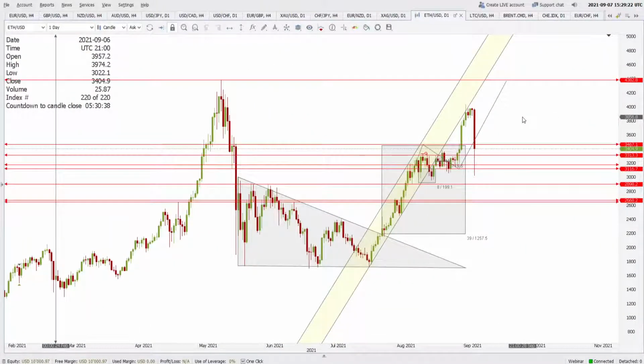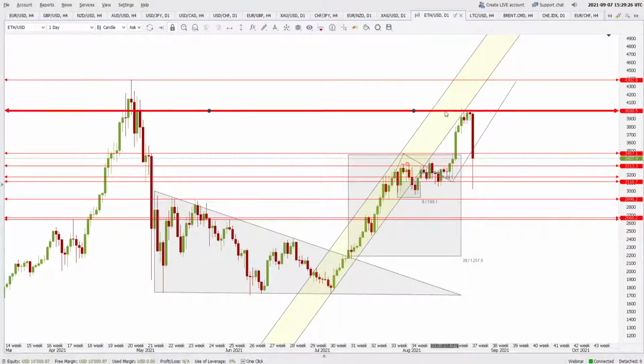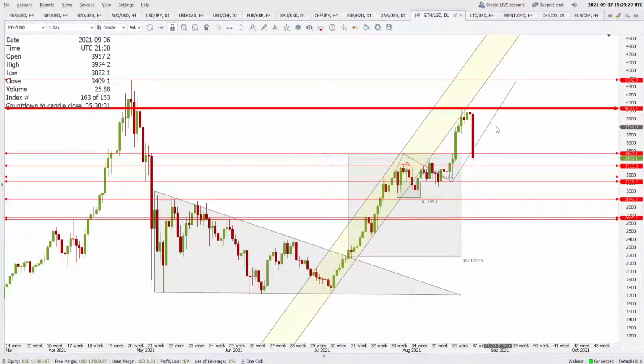Ethereum, what a black day for Ethereum. Ethereum hit the 4,000 mark, and see what happened. Ethereum hit 4,031, and yeah, it got rejected. Actually, it has gone to the level of 3,022. So $1,000 loss in a single day, very bad for Ethereum.